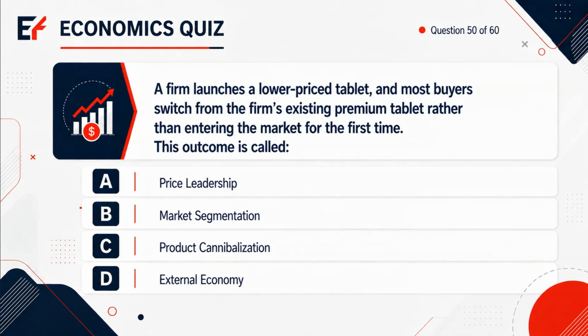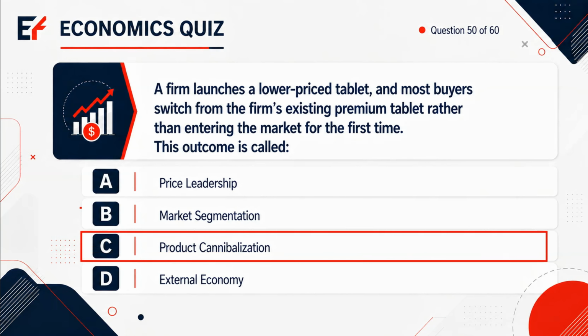Question 50. A firm launches a lower price tablet and most buyers switch from the firm's existing premium tablet rather than entering the market for the first time. This outcome is called: A. Price leadership, B. Market segmentation, C. Product cannibalization, D. External economy. The correct answer is C.